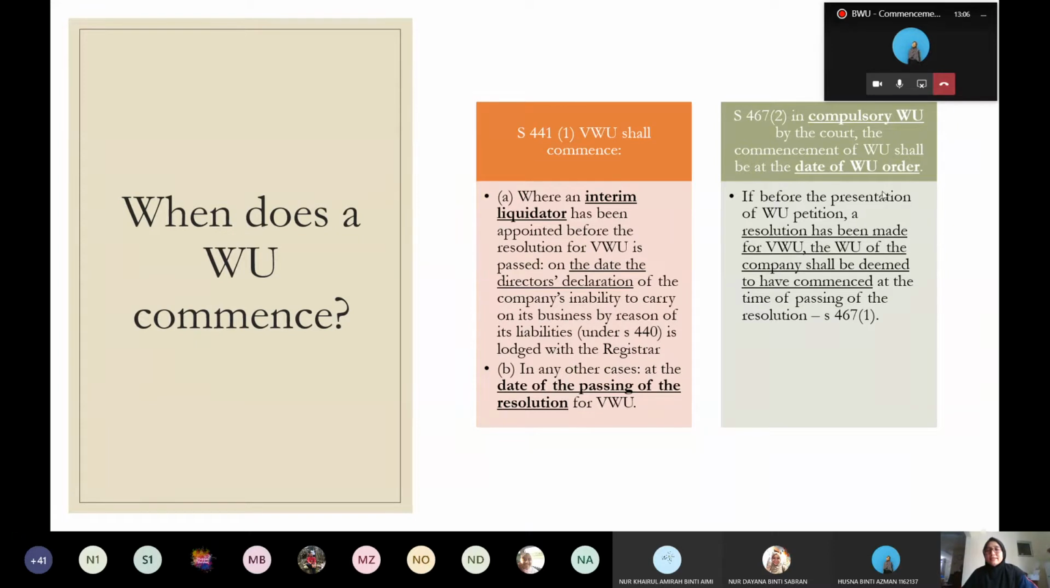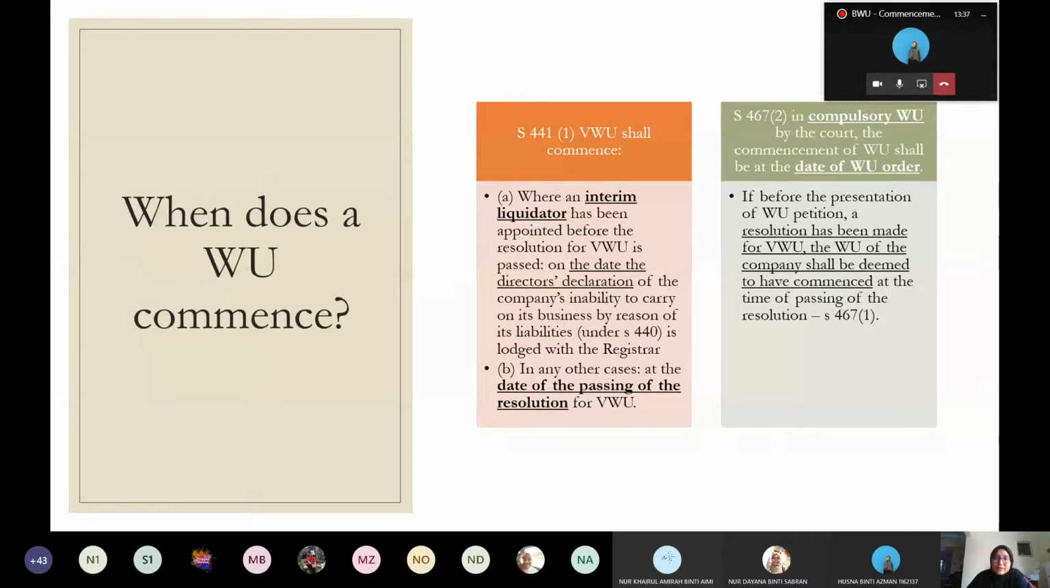Okay, the second one in relation to the compulsory winding up. So the commencement of the winding up shall be at the date of the winding up order. So yang ni kita tak baca during the course of your study. Please read the provision as well. So if before the presentation of the winding up petition, a resolution has been made for voluntary winding up, the winding up of the company shall be deemed to have commenced at the time of passing of the resolution.